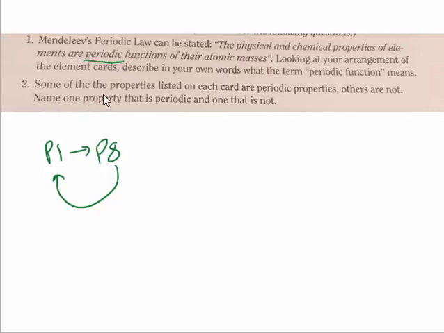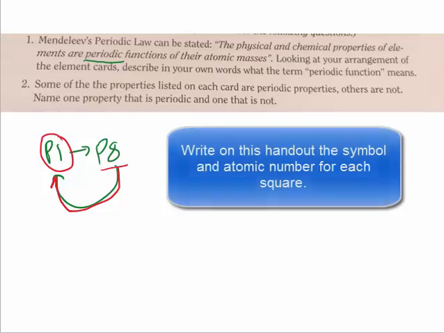Number 2 is very related. You have to know what the word periodic means, and you have to name one property that is periodic and one that is not. So one that does this pattern of, just like the periods do, start at period 1, go through 2, 3, 4, 5, 6 to 8, and then at the beginning of each day it starts again.